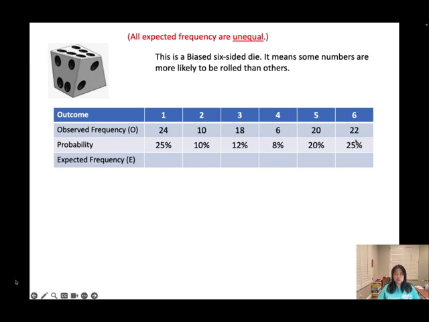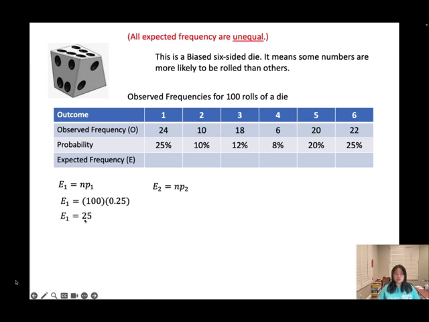So from here, we're going to know these expected frequencies are unequal. So we're going to apply this formula: E1 will be equal to n times P1. The n is talking about the observed frequency for 100 rolls of a die, so it means we're going to roll the die like 100 times. So n equals 100, and then P1 is talking about the probability in here. Okay, so we have 100 times 0.25, which is going to be 25. So this is going to be my expected frequency here.